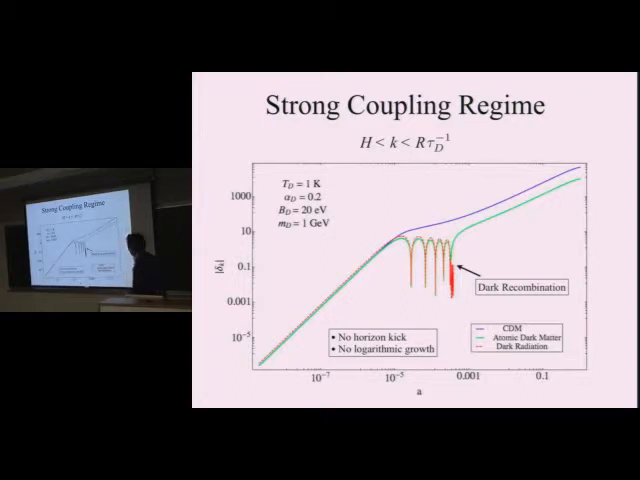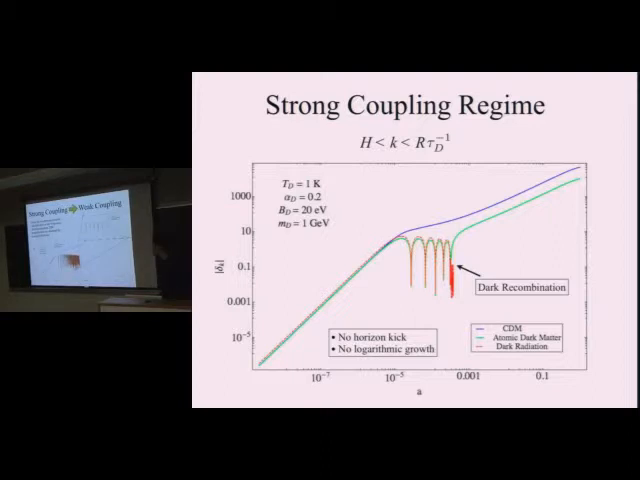And that reduced amplitude is due to two things. During radiation domination, which is here, it doesn't experience logarithmic growth, so it misses out on this. It also misses the horizon kick once the mode enters the horizon. So the difference between these two curves, between the cold dark matter curve and the atomic dark matter curve, is only due to these two processes. There's no acoustic damping going on.